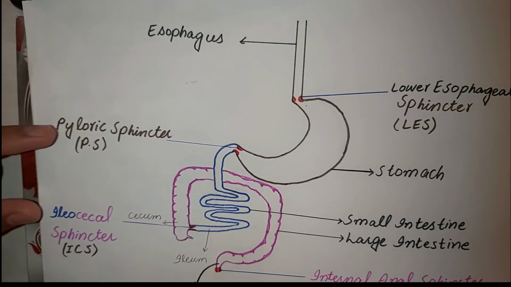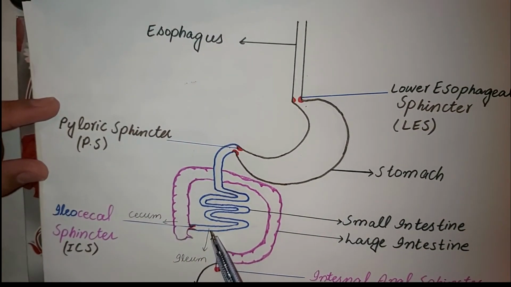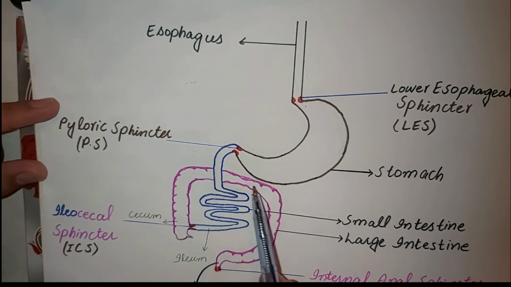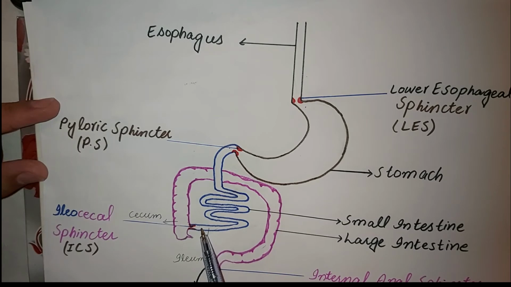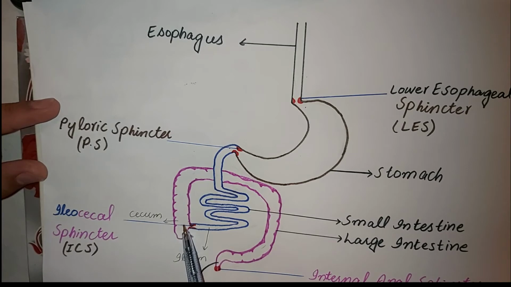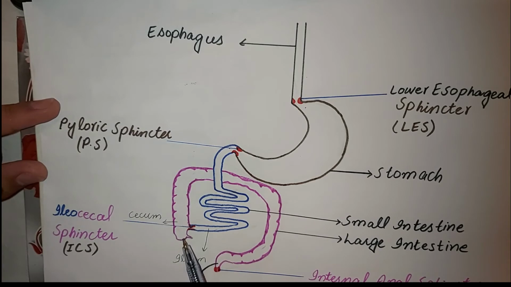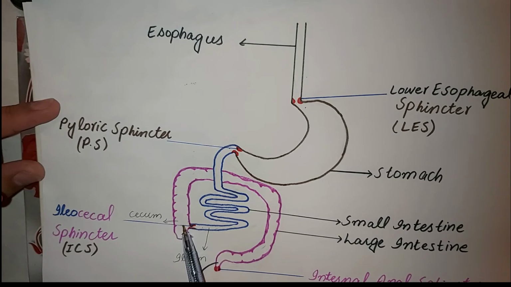From the diagram we can see that this whole part is the small intestine, and this is the large intestine. The ileocecal sphincter is present between the ileum portion of the small intestine and the cecum portion of the large intestine. Here is the ileocecal sphincter. It prevents the discharge of small intestine contents into the cecum.